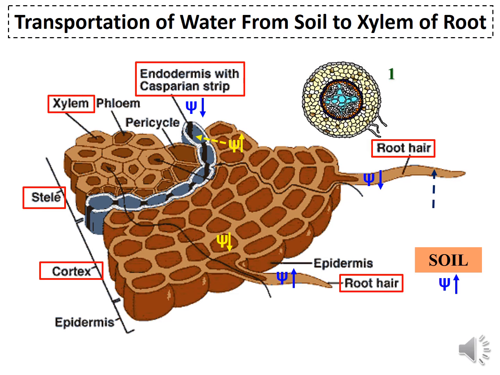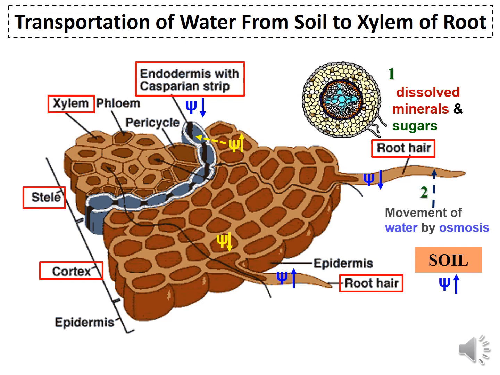Root hair sap contains dissolved minerals and sugars which reduce its water potential. The water potential in soil is higher than the water potential in the root hair cell sap. Therefore, water from the soil will diffuse into the root hair cells by osmosis. The water potential of the root hair is higher than the water potential in the cortex cell. So water from the root hair will diffuse into the cortex cell by osmosis.